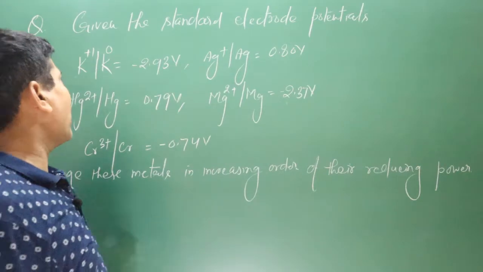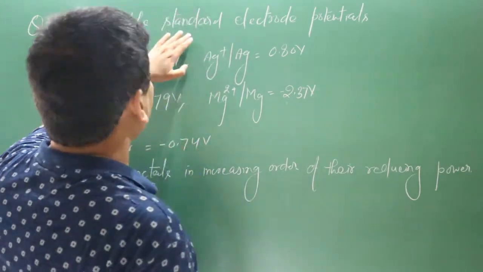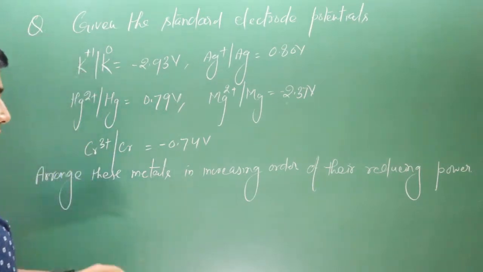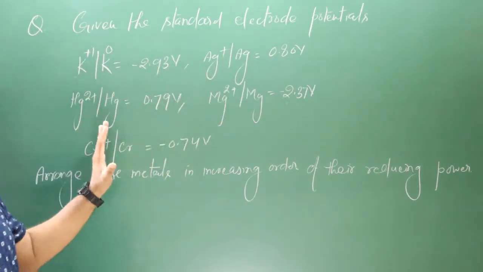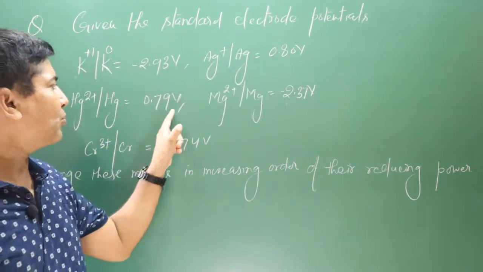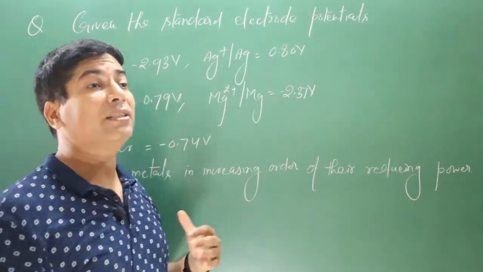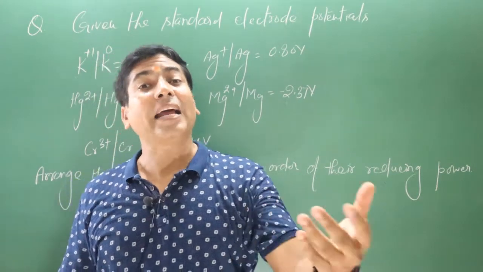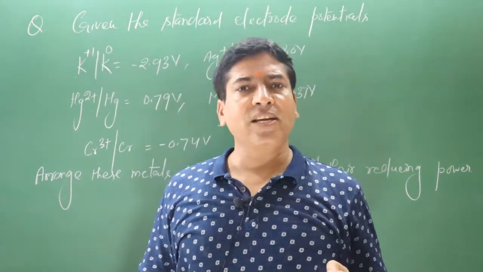I have written a question on the board. You can see the question says given the standard electrode potential values. These are the half-cell reactions given. The question does not specify whether these values are SRP values or SOP values. By looking at the reactions, we can identify.